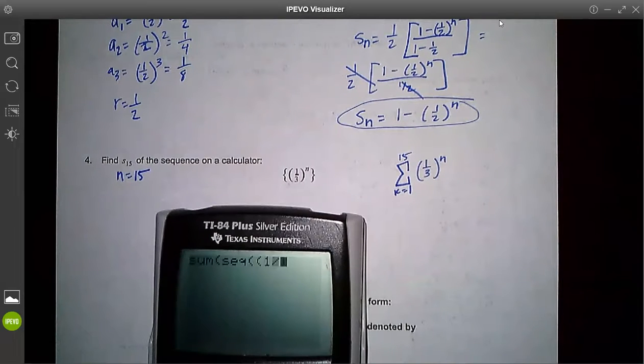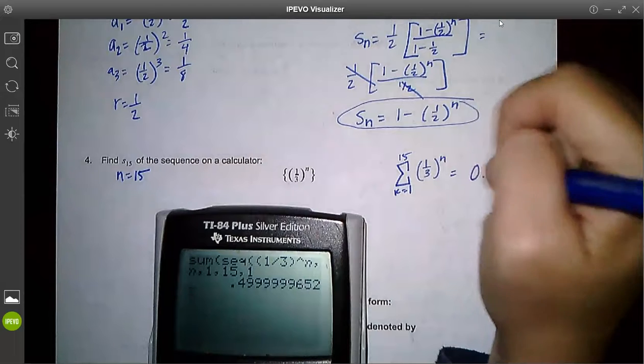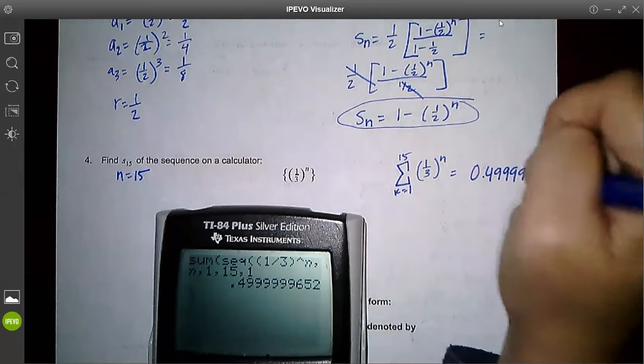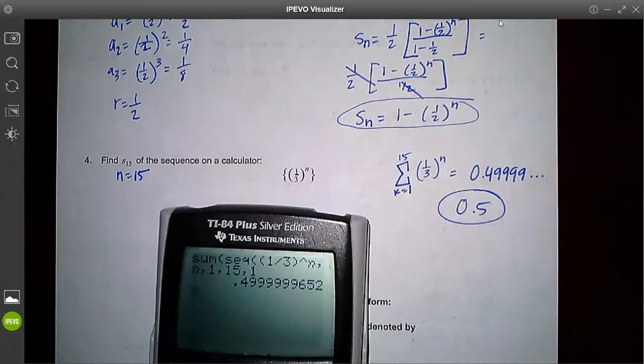My formula is 1/2 to the n, for n from 1 to 15, step of 1. So I'm plugging in, starting at n equals 1, ending at n equals 15, going up by 1. So from 1 to 2 to 3 to 4. And you get this 0.49, right? Check, it doesn't simplify as a fraction because the numerator and denominator would probably be too big.